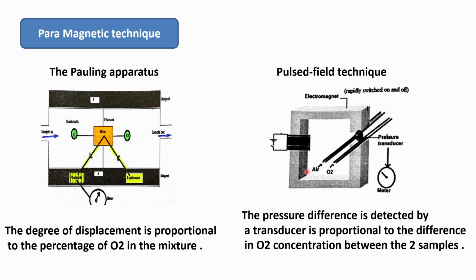Okay, so 100% oxygen will make a huge pressure difference, which is detected by the transducer here, and this will give us the actual concentration immediately, at the same time, because we are using the paramagnetic feature and physical principle of this gas, which is oxygen. So in paramagnetic techniques, we have the Pauling apparatus and the pulsed field technique.